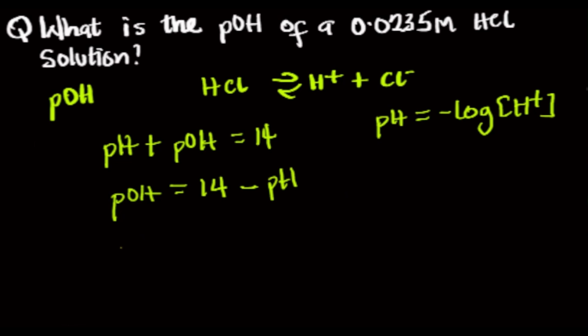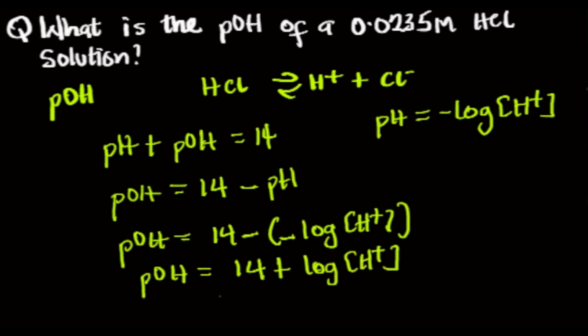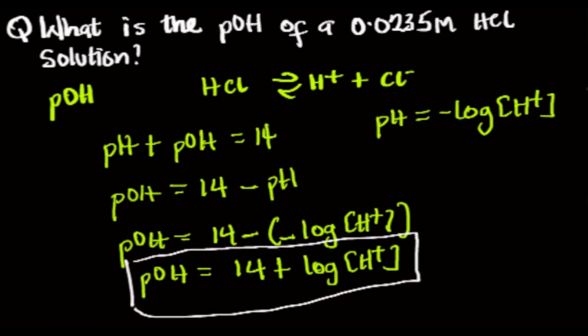Now, if I put it here, I'm going to have pOH equal to 14 minus, open a bracket, negative logarithm of hydrogen ion concentration, then close the bracket. Since we have minus, we should have minus here, not plus. So minus multiplied by minus is going to give us plus log of the hydrogen ion concentration. So you can make use of this formula. Don't bother to stress yourself. If you know this offhand, you can recall it and go ahead and apply it. You are going to get the answer.